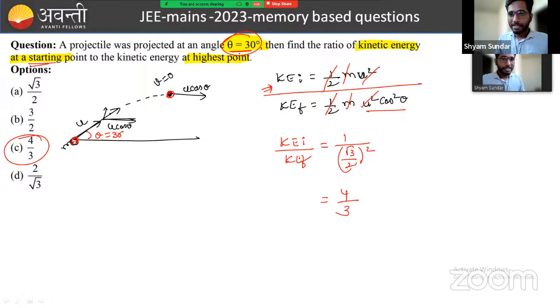Theta is 30 degrees. Put the value here. Cos 30 is root 3 by 2. Square it, so it becomes root 3 by 2 whole square. Root 3 square is 3, and the denominator 2 square is 4. It comes to the numerator. Hence the option will be C.